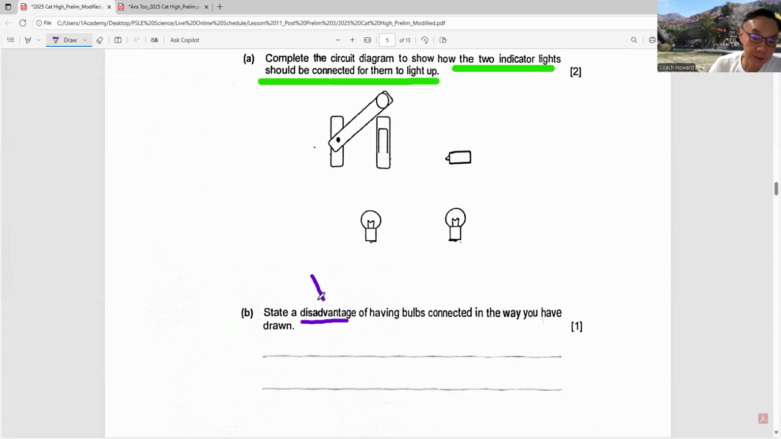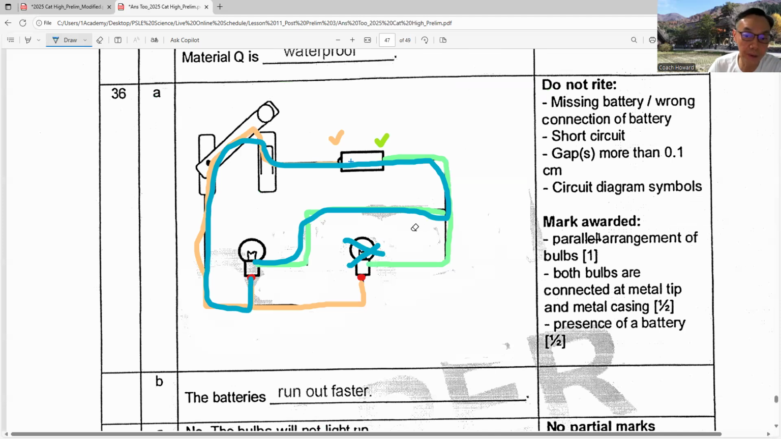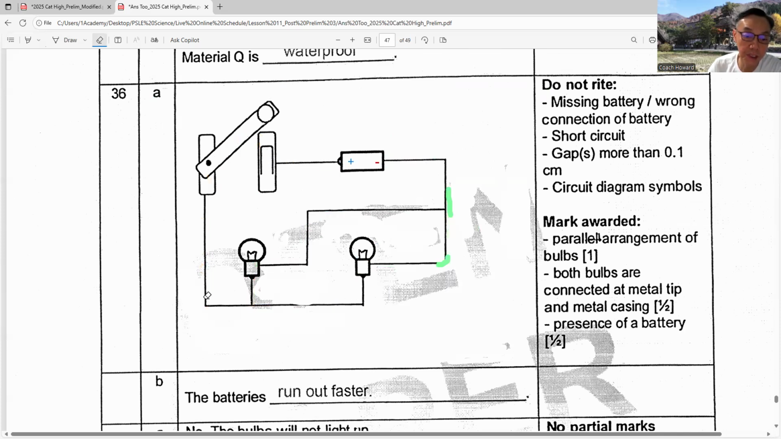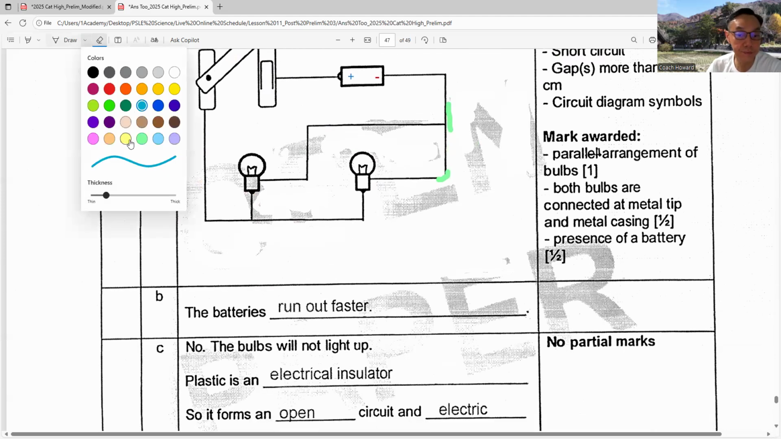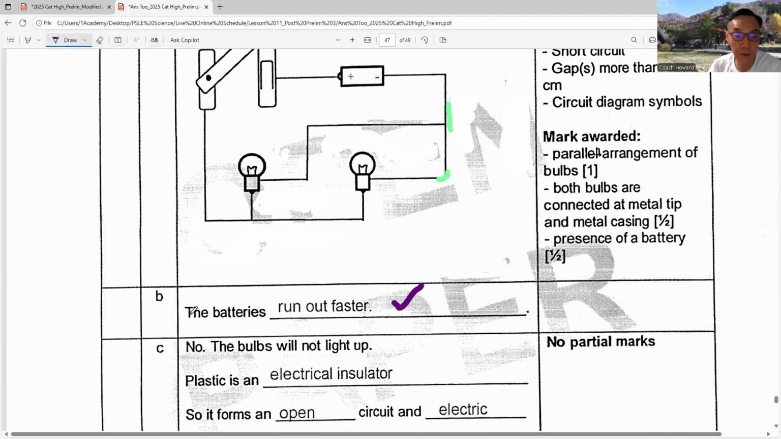So the disadvantage: a lot of students can't understand why this is a disadvantage. Okay, because when bulbs are connected in parallel, they will consume the power faster. So the disadvantage is the batteries run out faster. So this is a disadvantage for parallel connection.